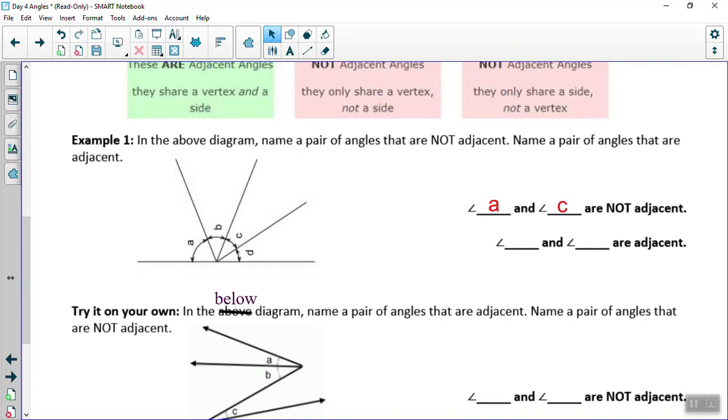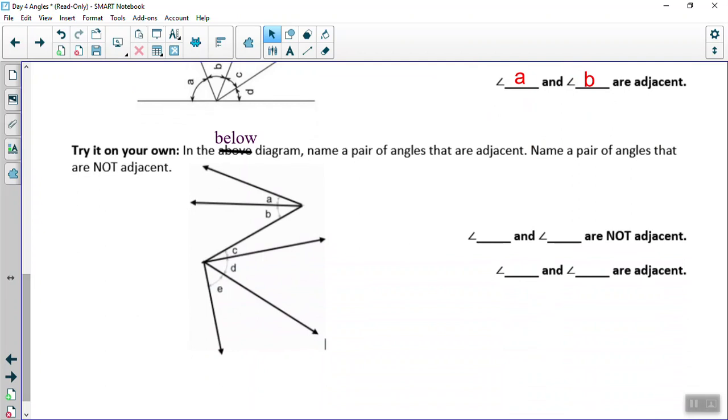All right, well, now we want to look at two angles that are adjacent. Well, if I started with A, what angle is directly next to it? Well, we could say angle B. They share a common vertex and a common side. We could also say that B and C are adjacent, and we could say that C and D are adjacent.